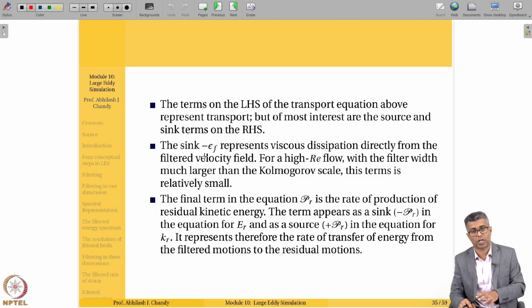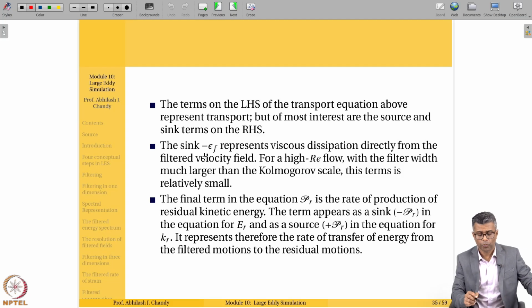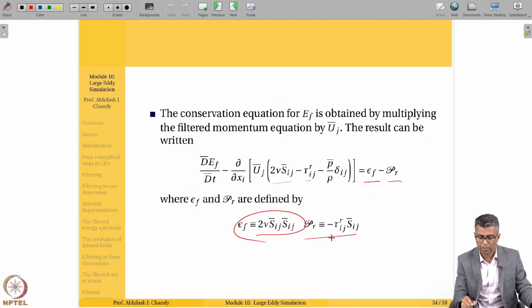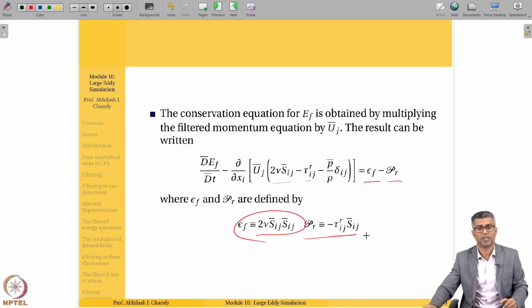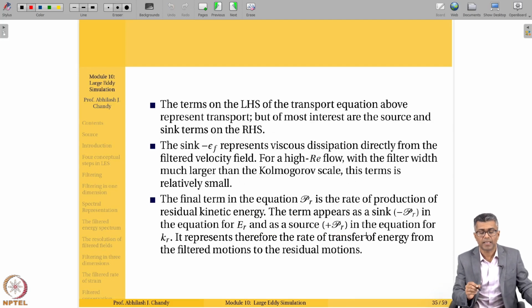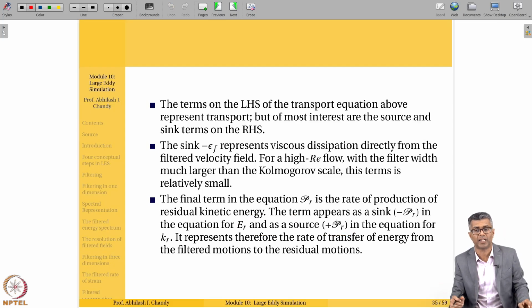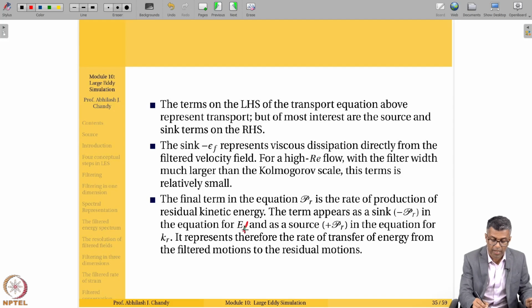The final term in the transport equation shown above, which is PR, is the rate of production of the residual kinetic energy. How do I know that? Because look at this term: it is τij^r times S̄ij. It has to do with the residual kinetic energy, isn't it? So that means it is the rate of production of the residual kinetic energy. But this term appears as a sink. Why? Because of the negative term in the equation for EF, and as a source in the equation for KR. Sink in the equation for EF.